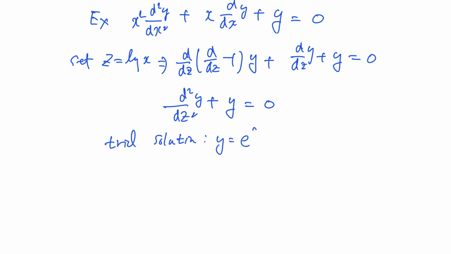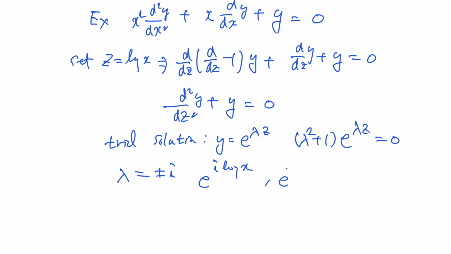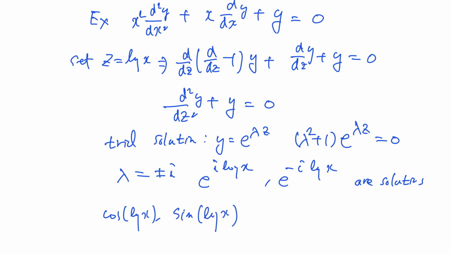So with a trial solution y is equal to e to the lambda z, then lambda squared plus 1 times exponential lambda z is equal to 0. Lambda is plus or minus i. So that means exponential i log x and exponential minus i log x are solutions. So that means cosine log x and sine log x are solutions.